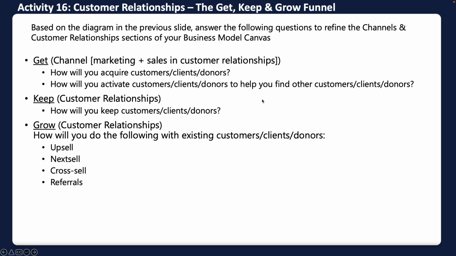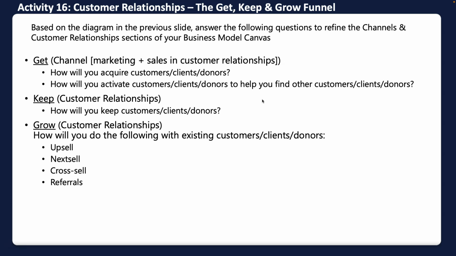So in Activity 16, now you're going to start focusing on that. Activity 16 here is looking at that get, keep, grow funnel. You're going to use that to guide this process. So on the get part of it, how are you going to acquire them and how will you activate them? That's the big thing right there. And it can take a lot of lead time. So just think through the process of how are you going to acquire your customer, client, or donor, and then how are you going to get them to make a choice for either the product or the service that you're offering.